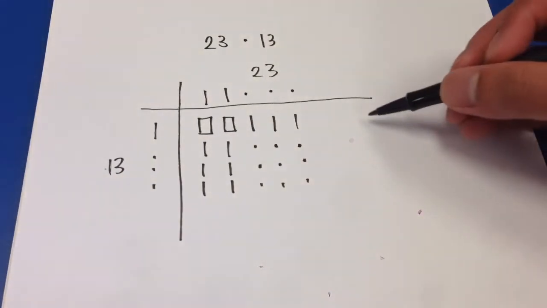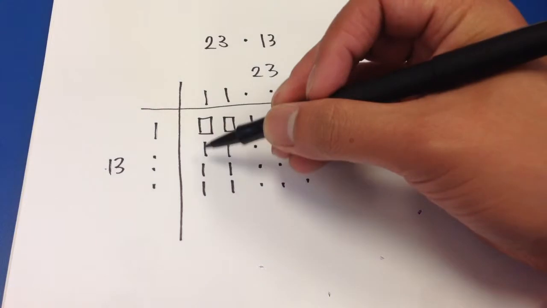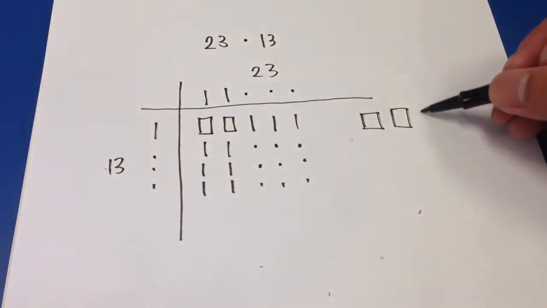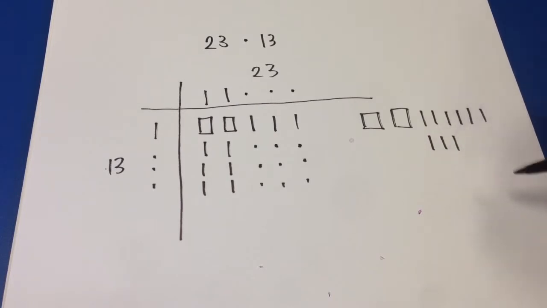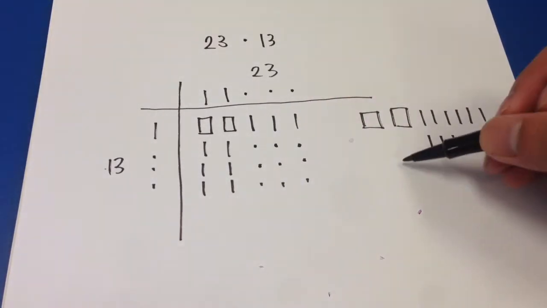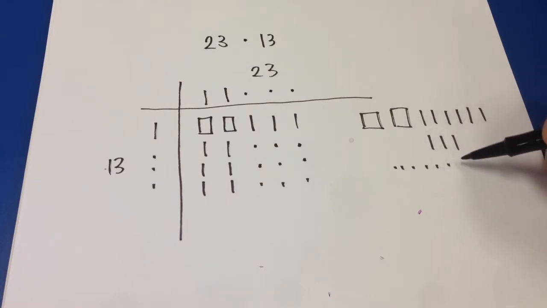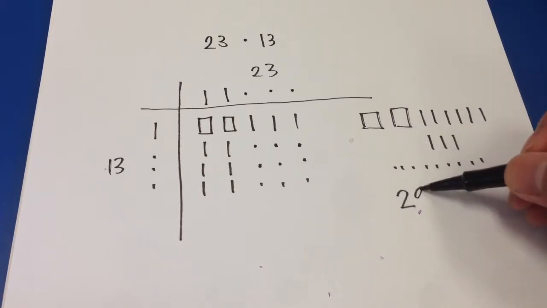Okay, so I'm just going to regroup all of my numbers here. So I have 100 and 100, and then I have 1, 2, 3, 4, 5, 6, 7, 8, 9, 10 sticks, and then 1, 2, 3, 4, 5, 6, 7, 8, 9 singles. So my answer is here, and in standard form it would be 299.